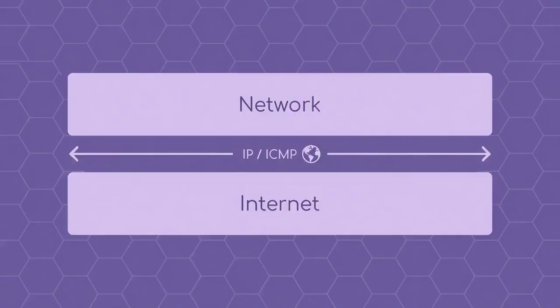OSI layer 3 maps directly to the TCP/IP internet layer. This is where IP addressing and ICMP diagnostic messages live. Again, one-to-one mapping, same job, different label.